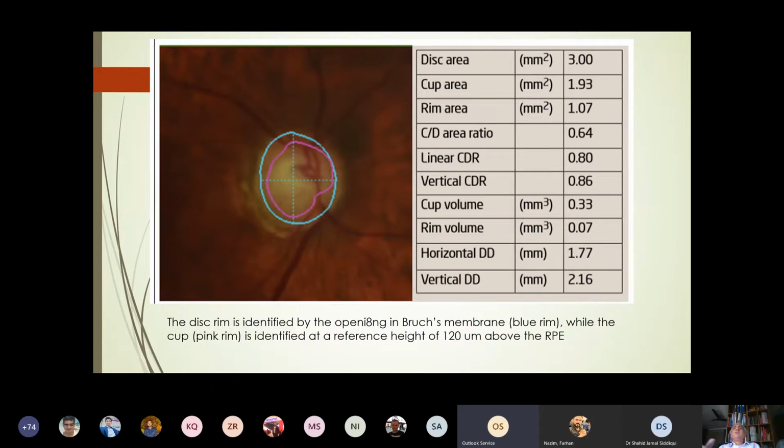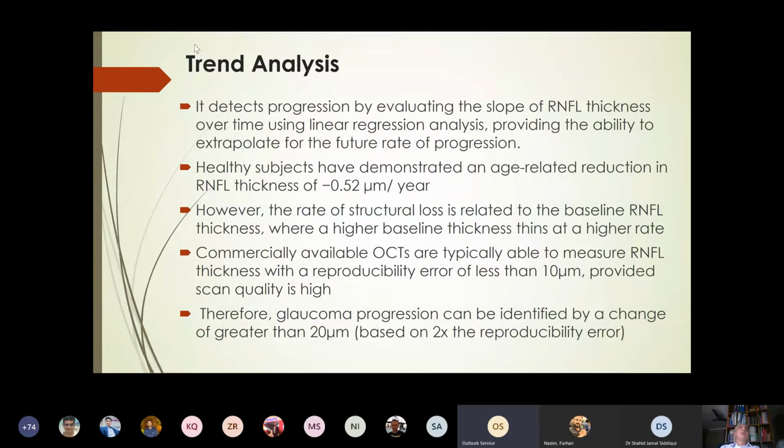So then you've got your cup disc volume, rim area, horizontal. I'll show you this as we go along as well. There are other slides as well. The other important thing is trend analysis. Some machines will show you the serial RNFL thickness photographs or scans of your patient, and that will give you a trend: is he getting worse or is he stable?